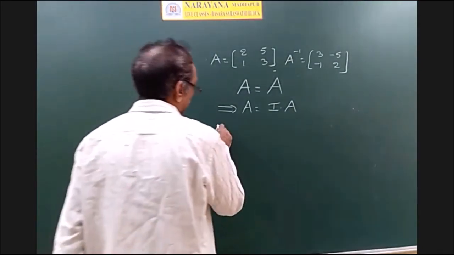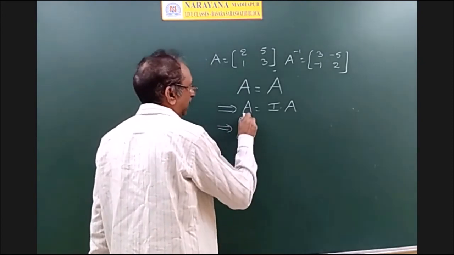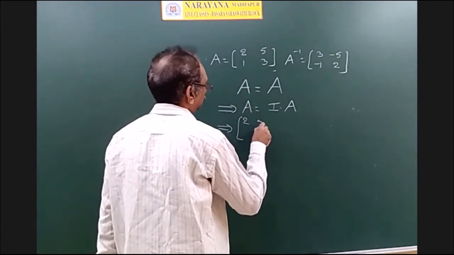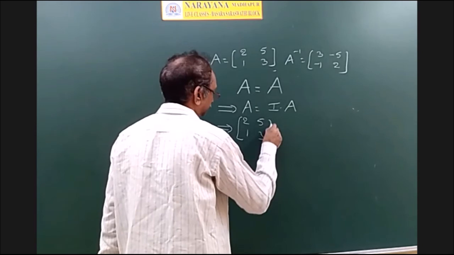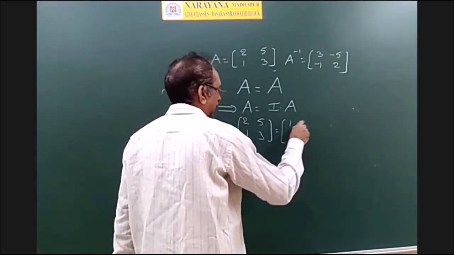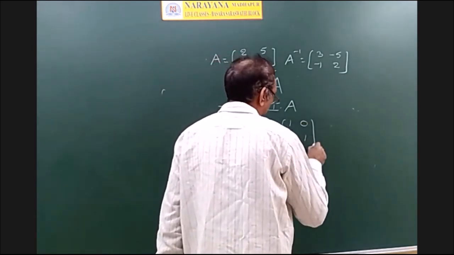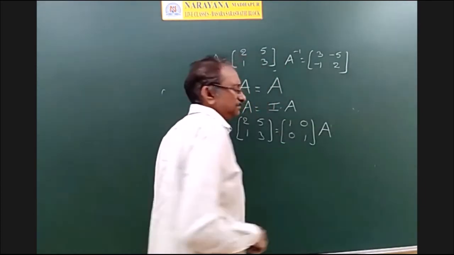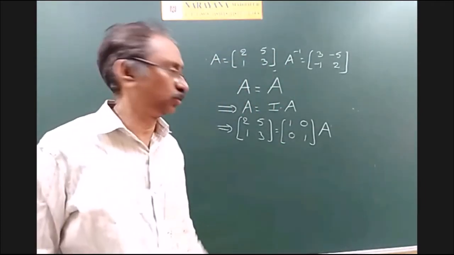Okay, right. That implies, now write this A, 2 5 1 3, and write this I, 1 0 0 1, but don't write this A. Simply write A like that. No change in that.